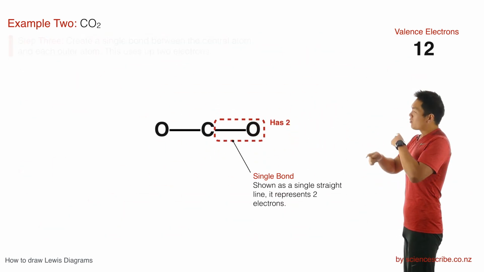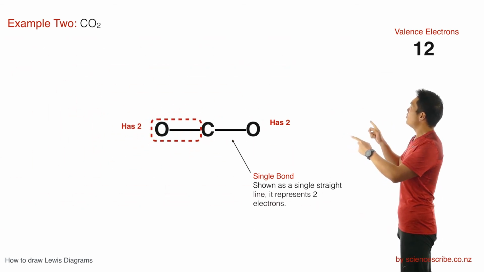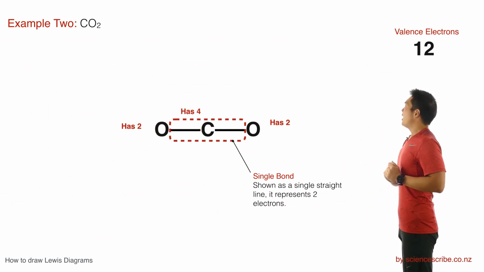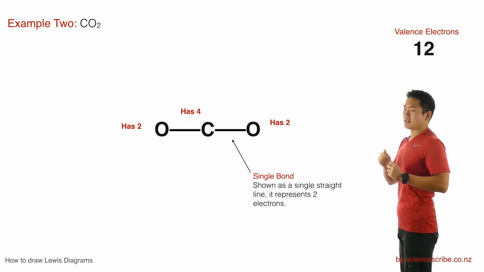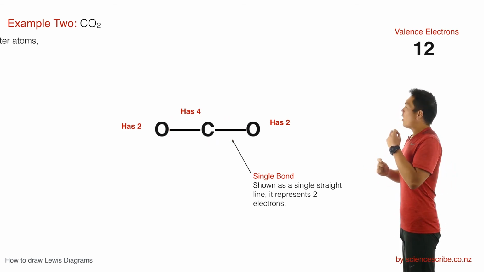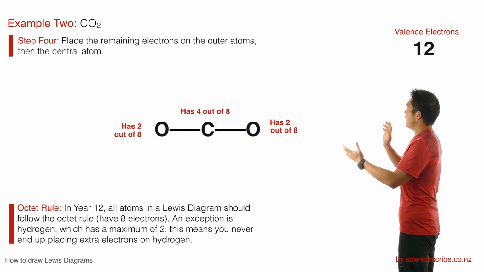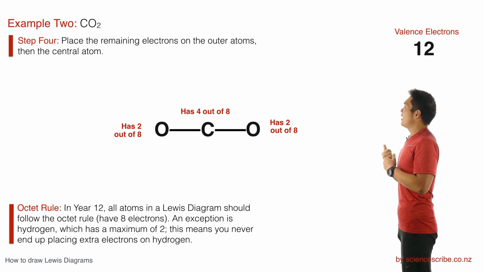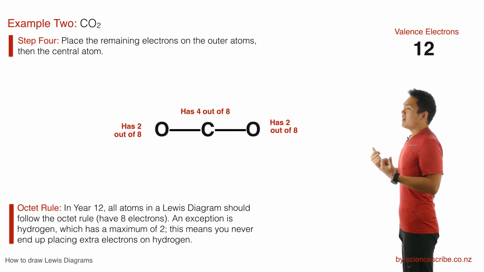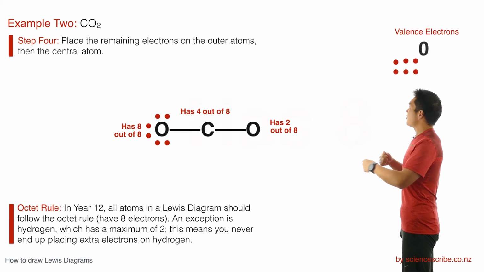After that, I'm just going to do a quick count of the electrons. Each oxygen has 2. The central carbon has 4 because it's got 2 single bonds around it, and each of those bonds represents 2 electrons. Now, again, just like before, I need to place the remaining electrons on the outer atoms and then the central atom using the octet rule. So oxygen's got 2 out of 8, carbon's got 4 out of 8. So with my 12 remaining, we're going to place them on the outer atom. So there's oxygen and there's the other oxygen done.